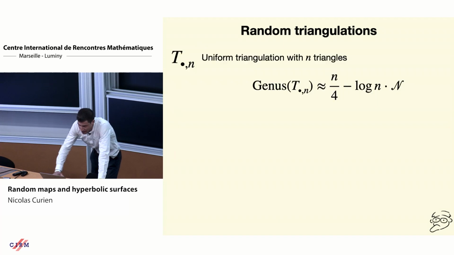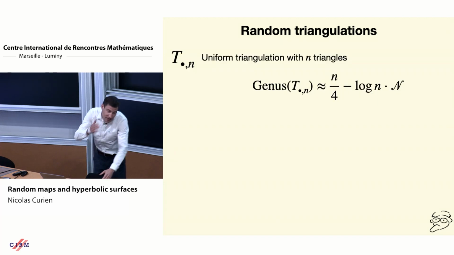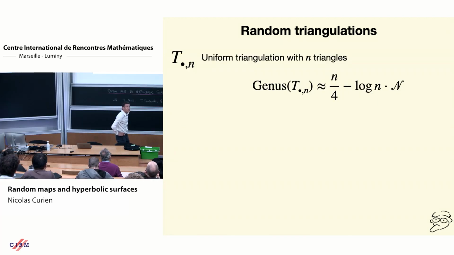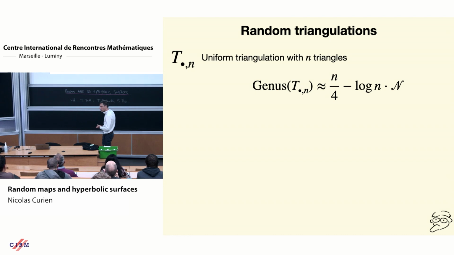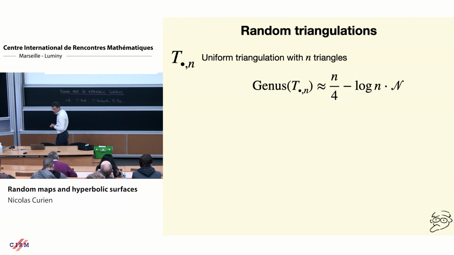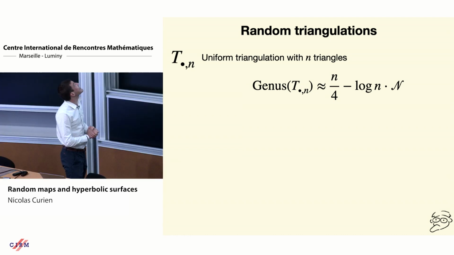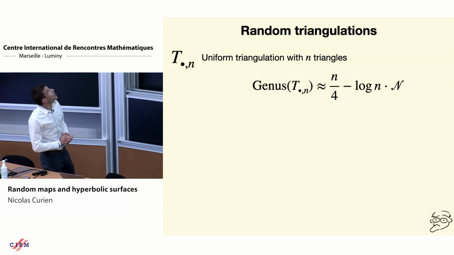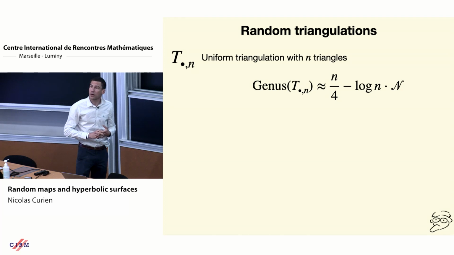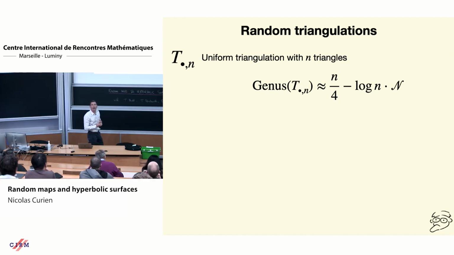Okay, so what we will do is we will do that for very large n. So you have n triangles. n has to be even so that when you perform the gluing, there is an even number of sides to pair together. And we will denote by T dot n, where the dot means that I'm not specifying the genus, it's totally random, only the n is fixed, a uniform triangulation that you obtain after gluing n triangles.